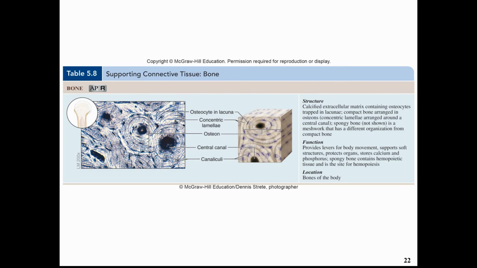Spongy bone is located in the interior of bones, and it's a lattice work of bone. It's very strong, but very lightweight. And resembles coral.